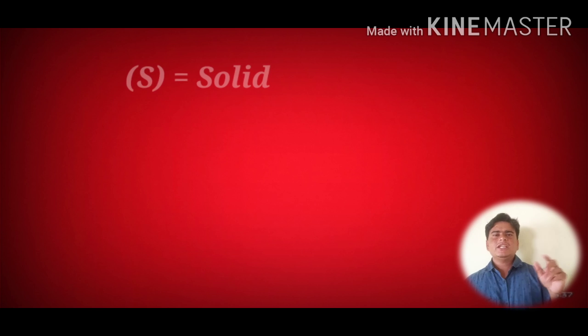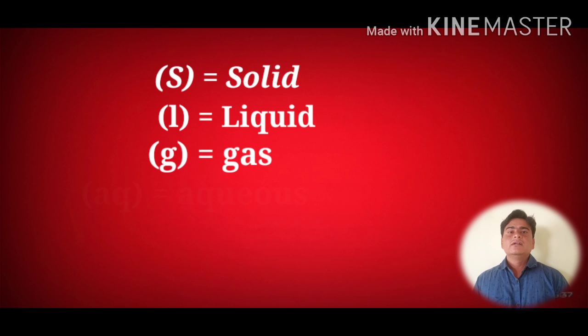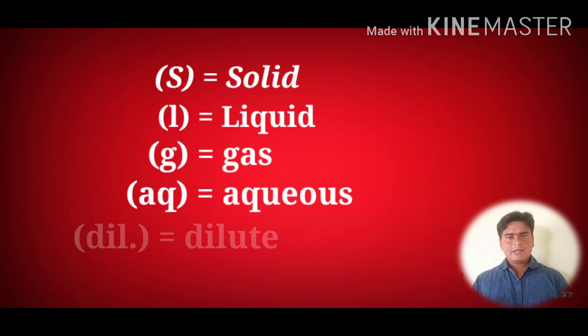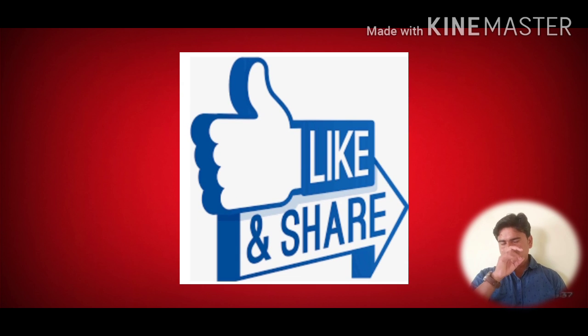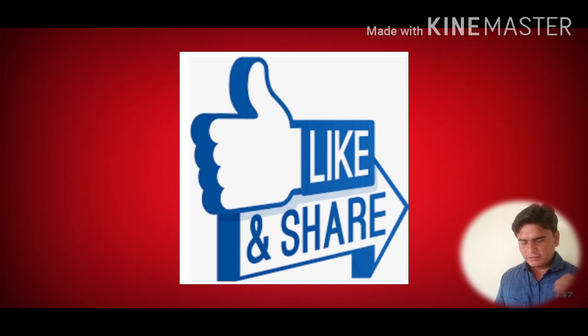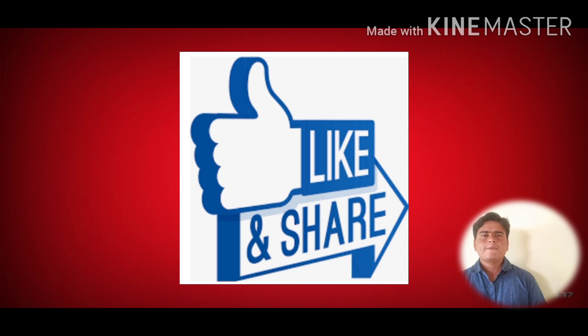We can give the states of the substances also, right? Like S for solid, L for liquid, G for gas, AQ for aqueous, DIL for dilute. This type of short form we can give. So this gives a representation of the states of the substances.